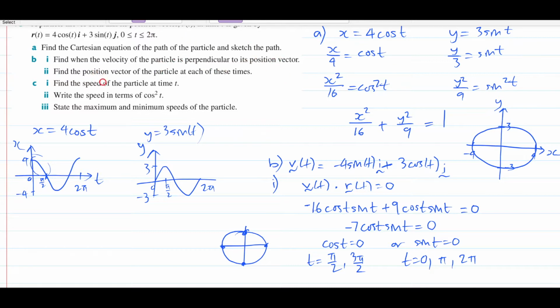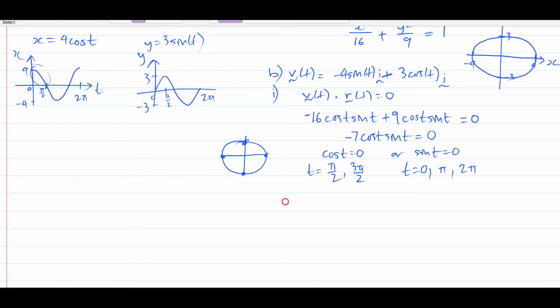Okay, and then b(ii), find the position vector of the particle at each of these times. Well, that's really quick, guys. I'll speed up the video at this section. But if you want to find the position vector at all of those times, really all you have to do is just sub in all your times right here. So you sub in 0, you sub in pi on 2. Really, guys, just put them inside your position vector. I don't think this one needs much of an explanation, okay?